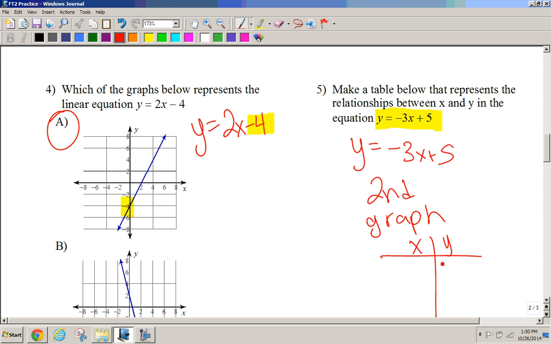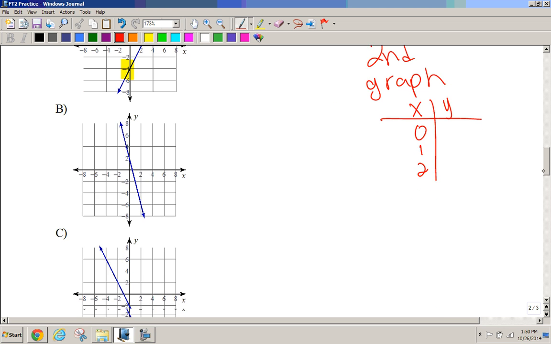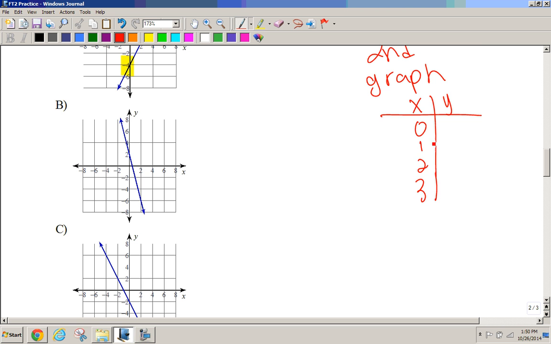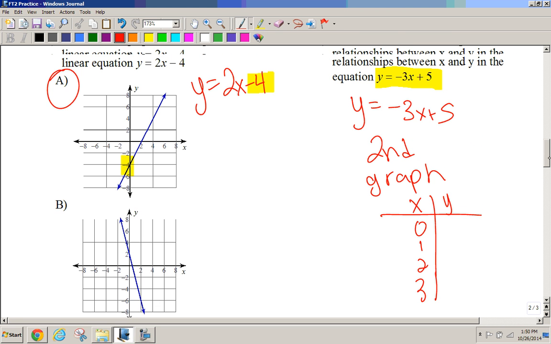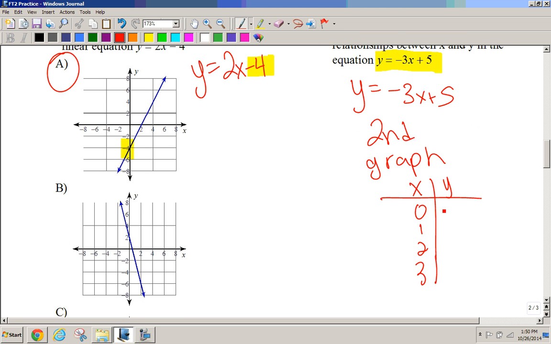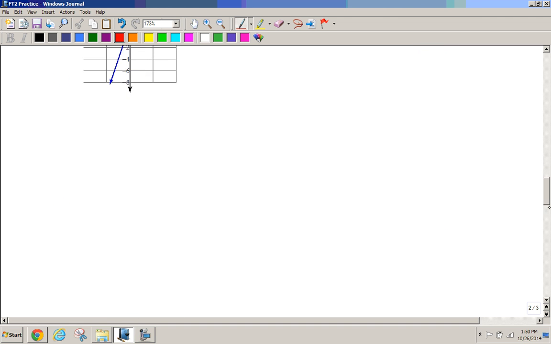X here, y here, 0, 1, 2, let's just go to 3, and you're going to match up the y values, okay? To get you started here, if I put in 0, you should have a starting value of 5. Your second number should be 2, and I'll let you go ahead and do the rest of that problem. If you did not get 5 and 2 to match up with the 0 and the 1, something is wrong. So please pause the video at this time and ask for assistance.